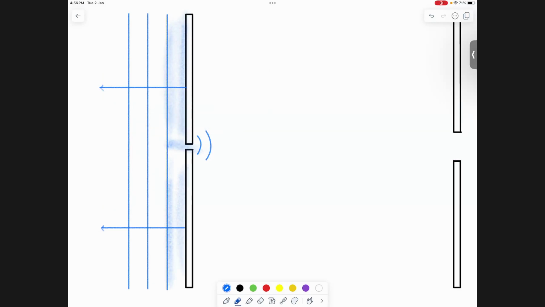Actually, this is very important: diffraction is not the change in direction of a wave. That has a different name. What is that? Refraction. When a wave goes like this and changes direction, here the wave is spreading out. Okay, so it's getting dispersed.